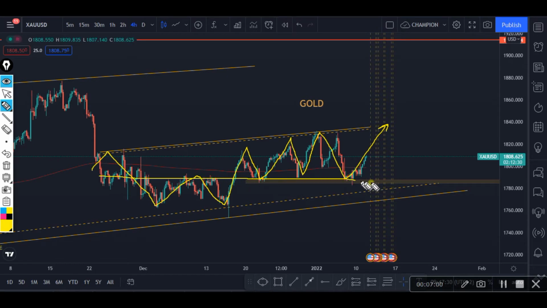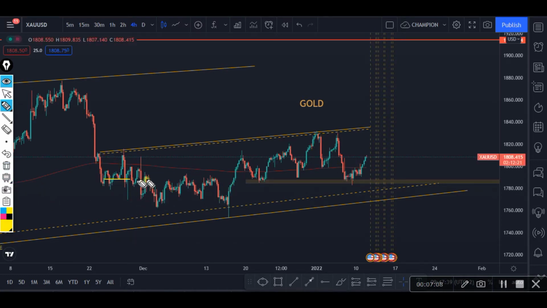If you look at this, you can see that we had a previous resistance. The market was moving within this resistance.